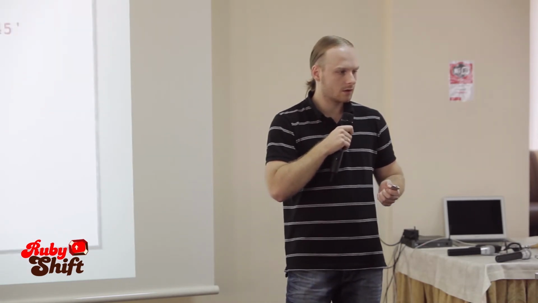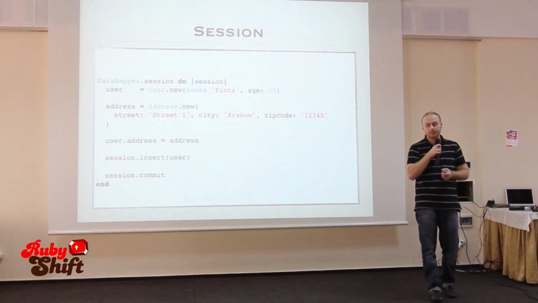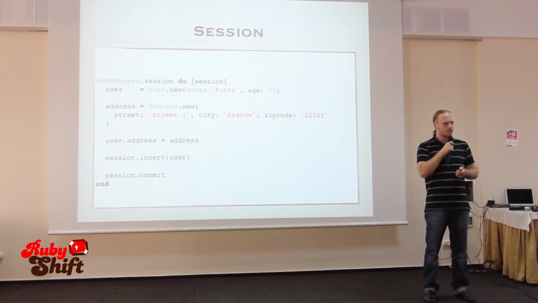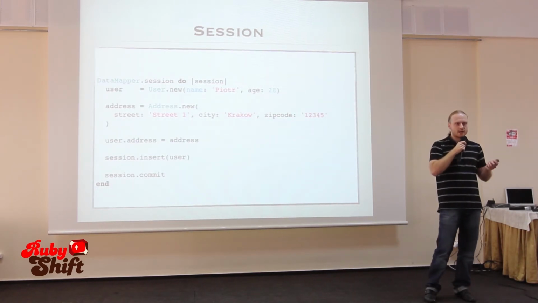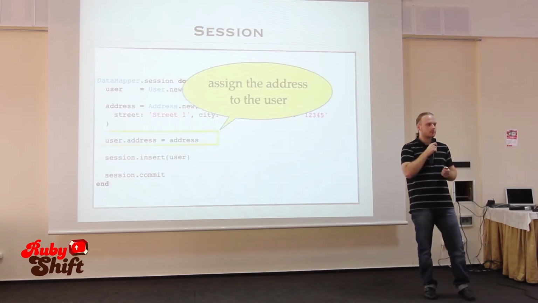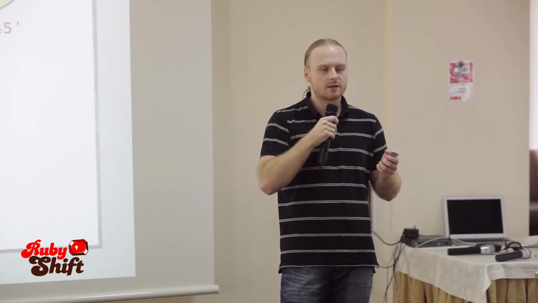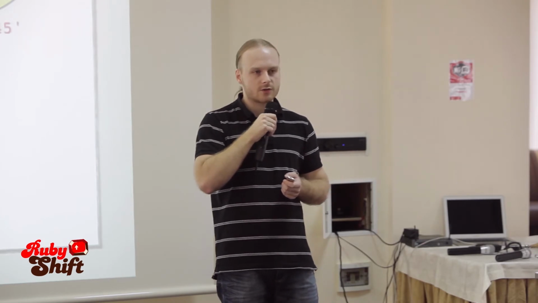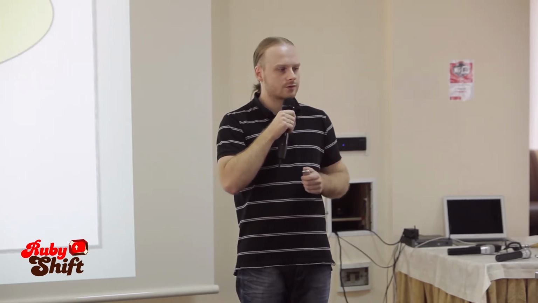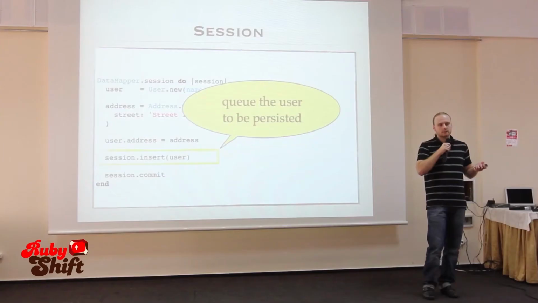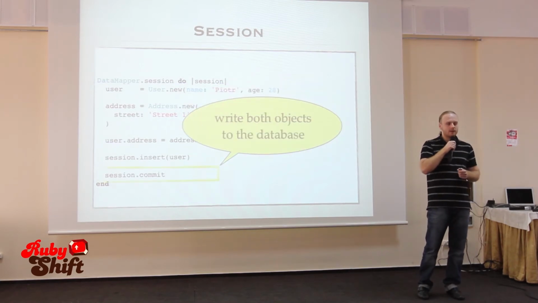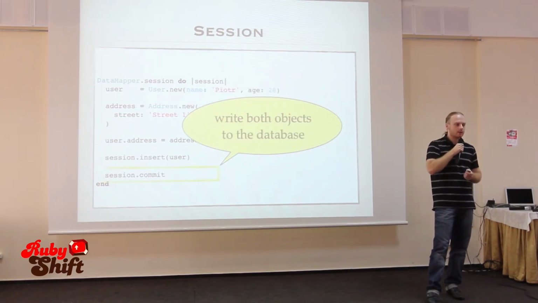So both examples were really easy, concerning only one object. Here's an example with two objects. These are the objects that I showed you before in the mapper section. Here we have a user and its address. We create both objects and assign the address to the user. So right now the user has its attributes as well as its address attribute. Then we say, okay, queue the user to be persisted. And again, the session still waits until you hit commit. So we do that, and now the session will write both objects to the database.